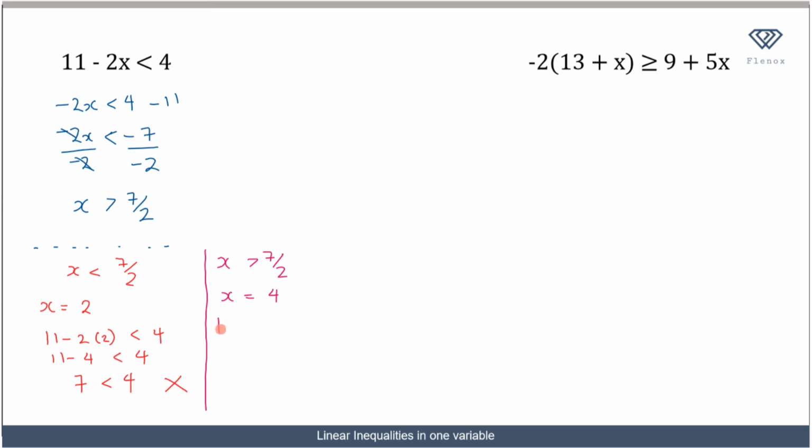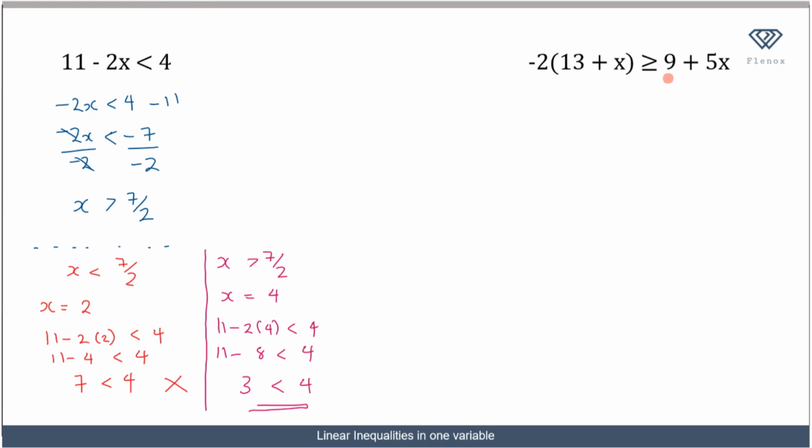So we have 11 minus 2 into bracket 4 is less than 4. So we have 11 minus 8 is less than 4. And what do we have? We have 3 is less than 4. As you can see, this is sensical because 3 is less than 4. So to recap, when you are dividing both sides of an inequality by a negative number, or multiplying both sides by a negative number, you have to reverse the inequality sign. So let's move on to this second example over here.